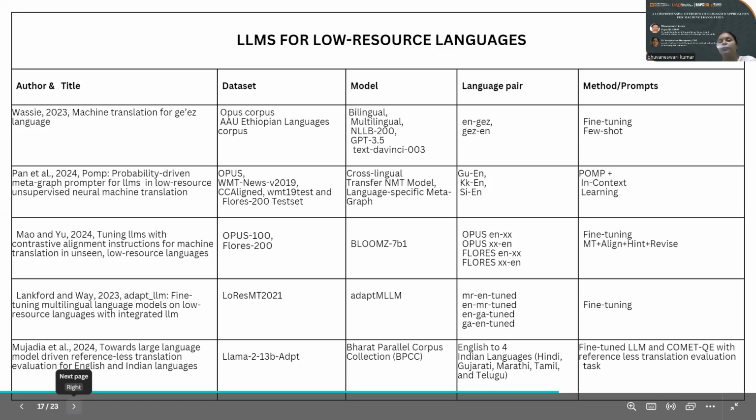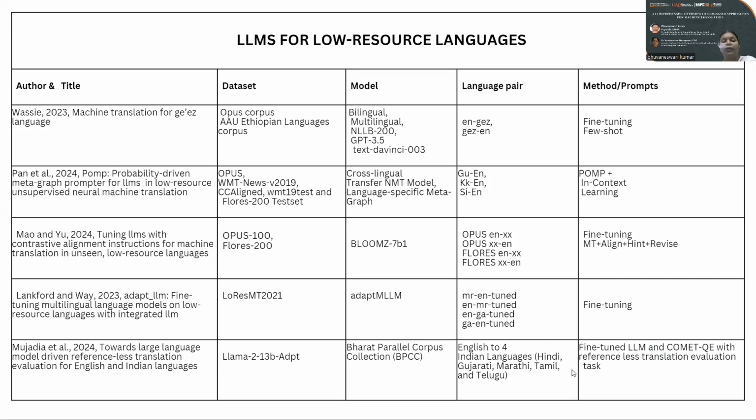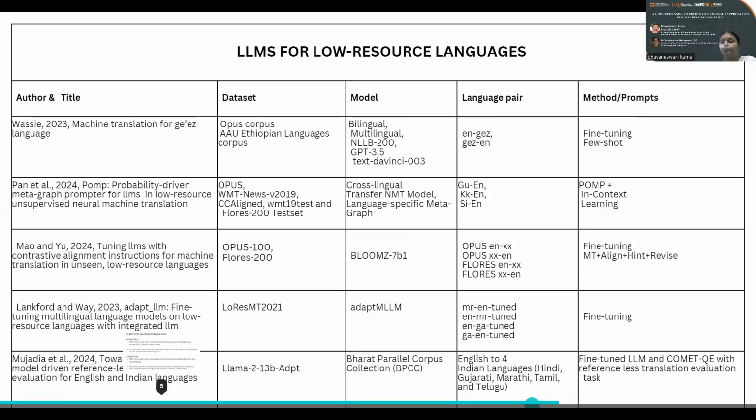So the language pairs, if we can see, they have taken only the resource constrained language pairs of English to the low resource languages and low resource to English. So here also the methods that they have used include prompt-driven MetaGraph prompter along with in-context learning, then few-shot prompts along with fine-tuning, and here they have used fine-tuned LLM for the low resource languages.